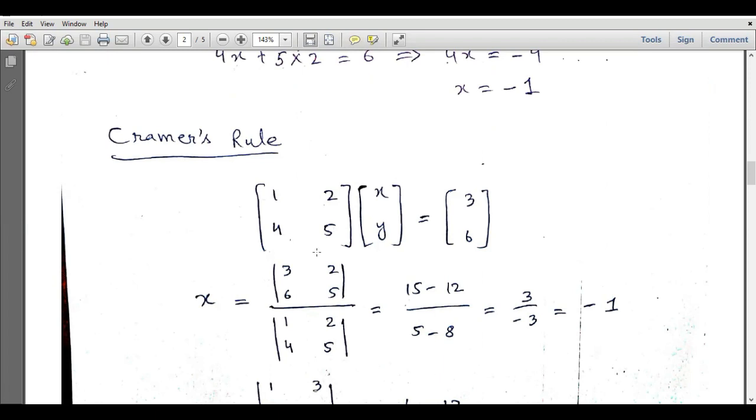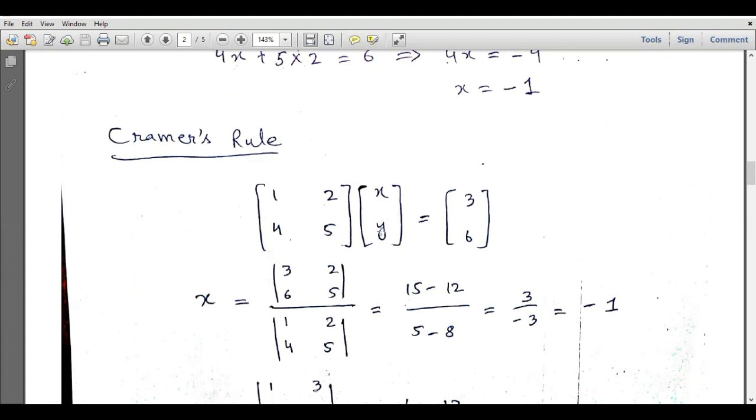And we can evaluate the value of x by replacing this first column by this column 3, 6, right? So 1, 4 will be replaced by 3, 6, and 2, 5 is the second column, and we will take the determinant, and that determinant will be kept in the numerator, and in the denominator the determinant of the system matrix will be placed. And by evaluating these two determinants and taking their ratio will give us the value of x. So x is equal to -1, and this is the same answer which we obtained in the previous method.